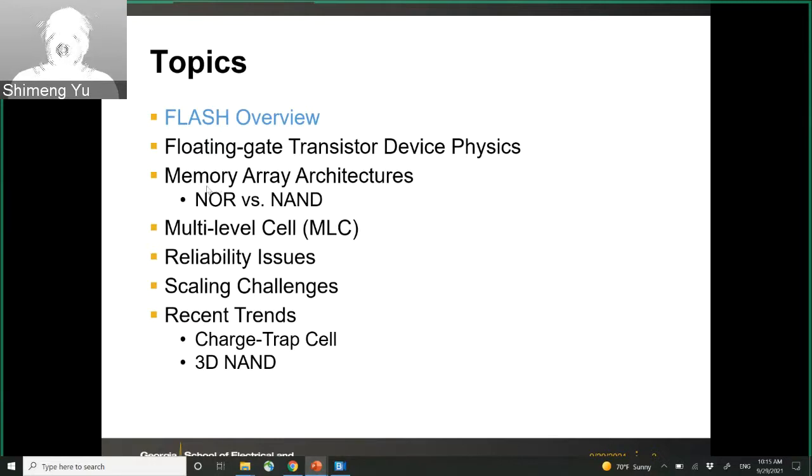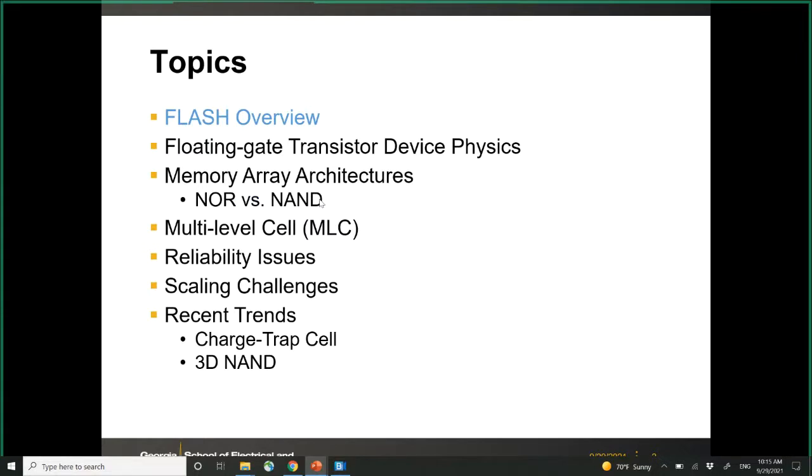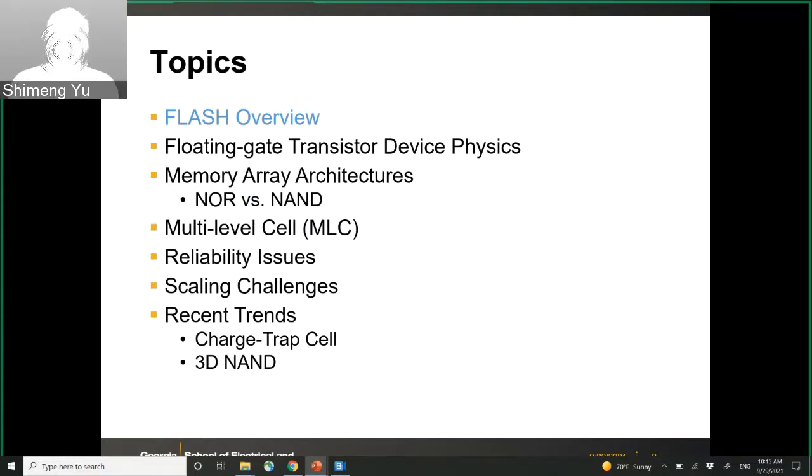And then we will discuss the memory array architectures. You may have NOR flash or NAND flash. We want to discuss the differences between the NOR and NAND. And then we will talk about the multi-level cell. This is a unique feature in the NAND flash. You don't see this in the SRAM or the DRAM.